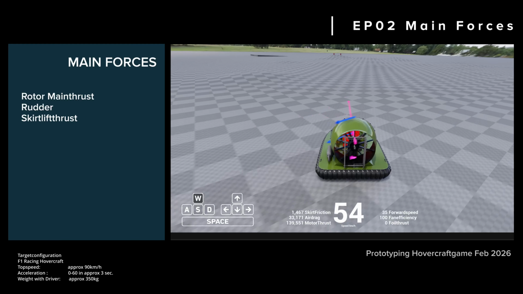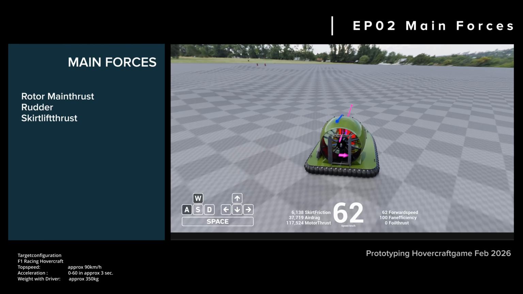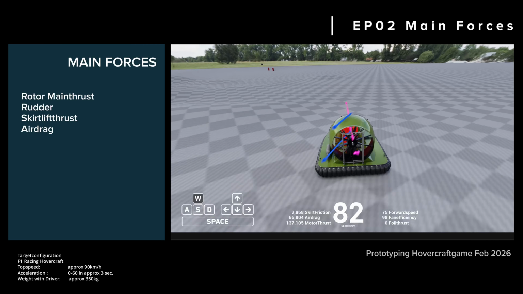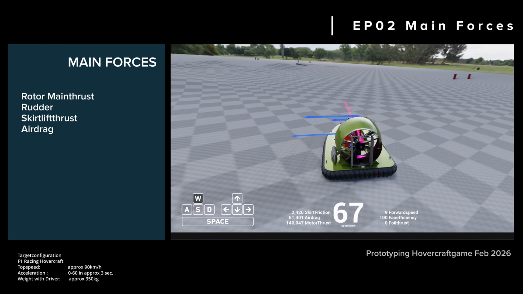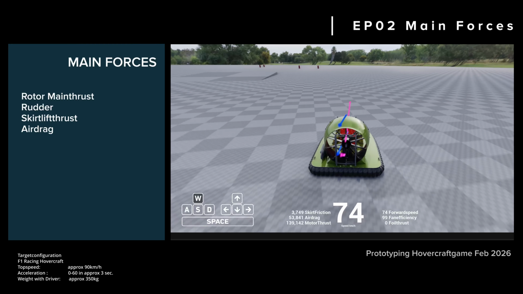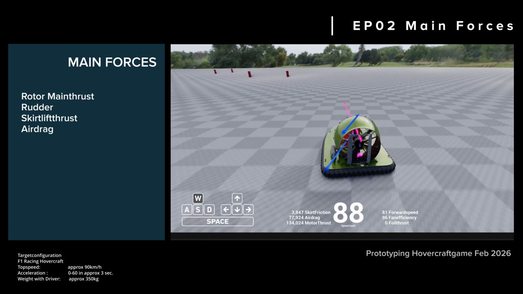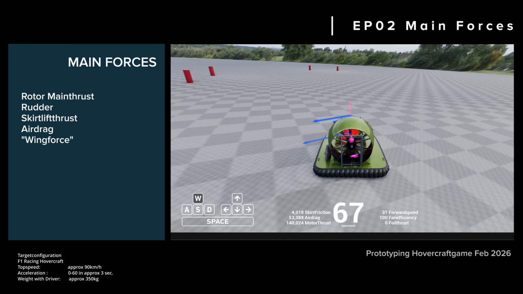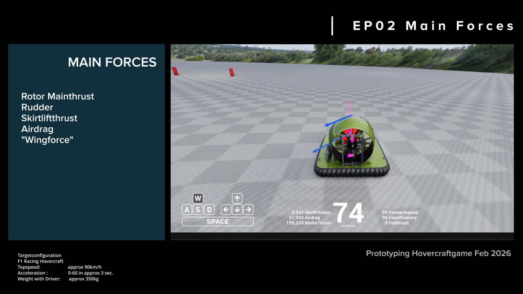Air resistance is integrated as one of the counterforces. Furthermore, the braking effect of the main rotor when the engine power is reduced is taken into account. In addition, a type of wing force is implemented, which increases in strength depending on speed and angle and can also cause the hovercraft to take off.